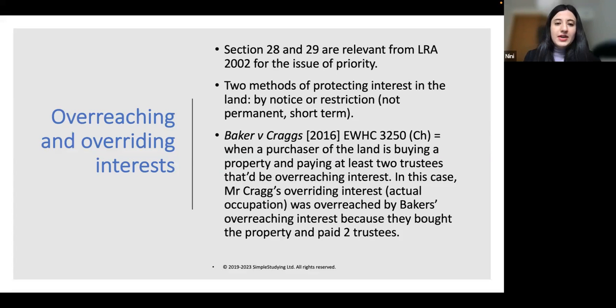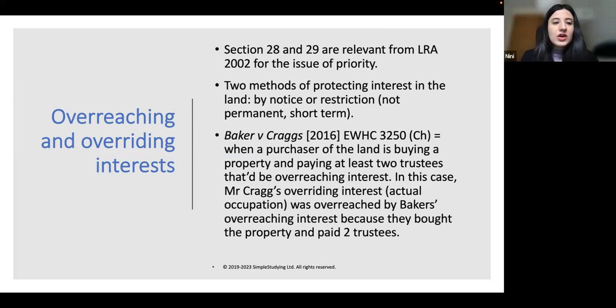Very important case in this area, Baker versus Krug, 2016. When a purchaser of the land is buying a property and paying at least 2 trustees, they would be overreaching interests. In this case, Mr. Krug's overriding interest, which was actual occupation, before we listed that actual occupation is one of the recognized overriding interests under the LRA. So Mr. Krug, in this case, had an overriding interest because he was in actual occupation of the property, and that was overreached by Baker's overreaching interest because they bought the property and paid 2 trustees.